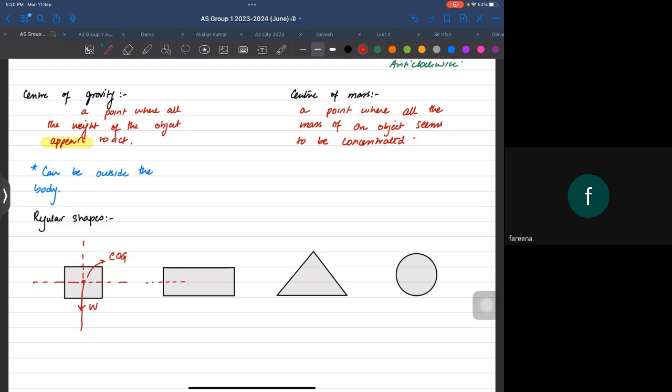Same goes for this one. You can cut it from here. You can also cut it from here. So where it meets, that would be center of gravity. Means all the weight is down from here. Then for triangle, you can go through vertices. So this would be the center of gravity. And then for circle, you can go through the diameters from anywhere actually, and wherever they meet, that would be the center of gravity. All right, everyone. If you have any questions, you can ask.